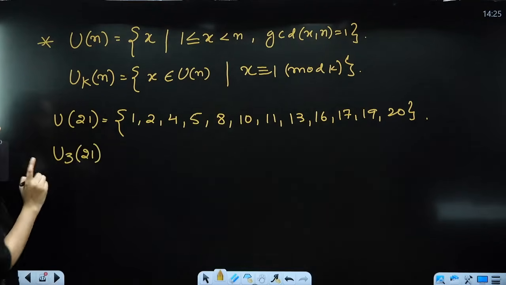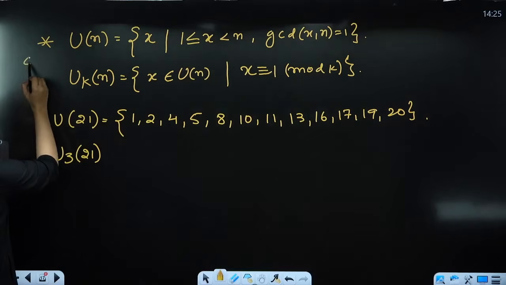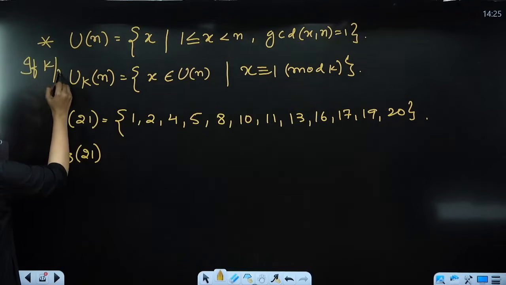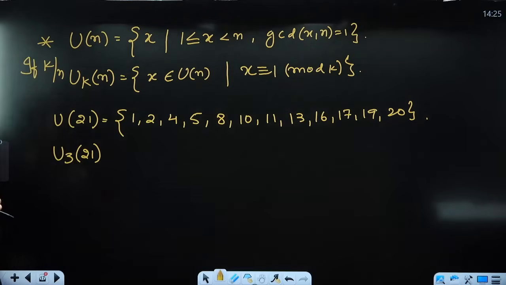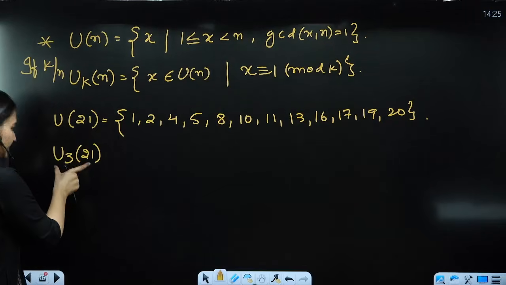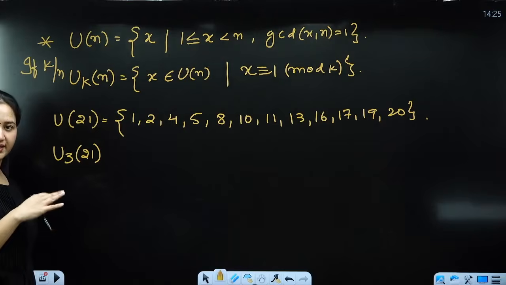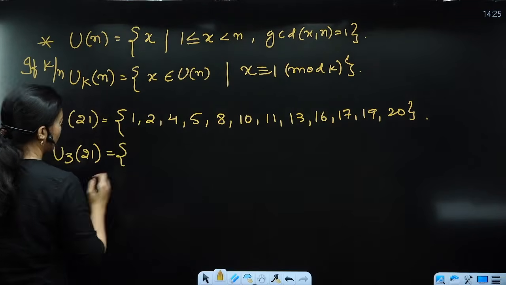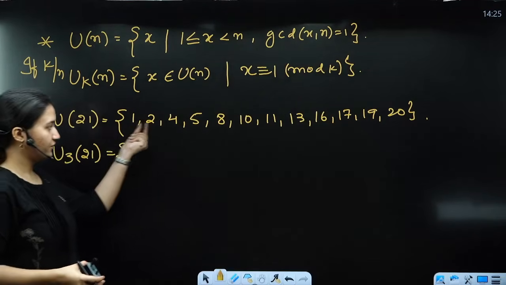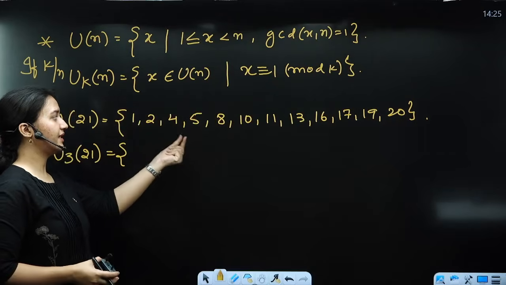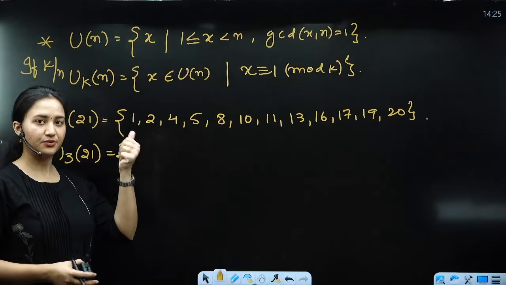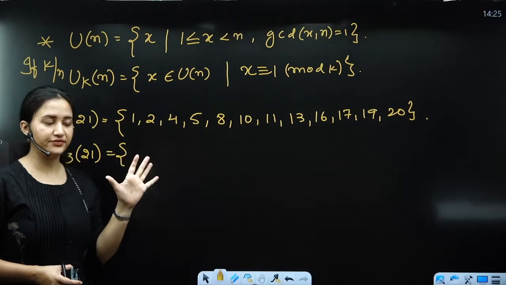And also what is special here is that if k divides n, the condition is that if k divides n, then the group that forms is a subgroup of U(n), clear? So now you have to check that amongst these elements, which are the elements from whom I'm going to subtract 1 and that is going to be divisible by 3.